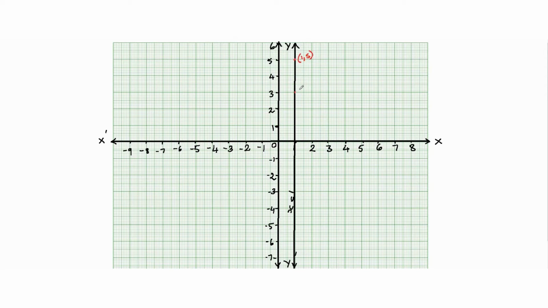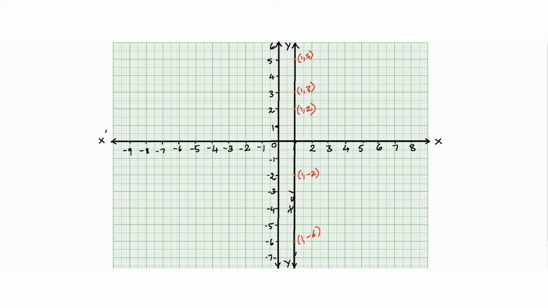This particular point is (1, 3). This particular point is (1, 2). This particular point is (1, -2). So you will notice that the y coordinate is definitely changing, but the x coordinate remains 1, right? That is why the equation of this particular line is x equals 1.